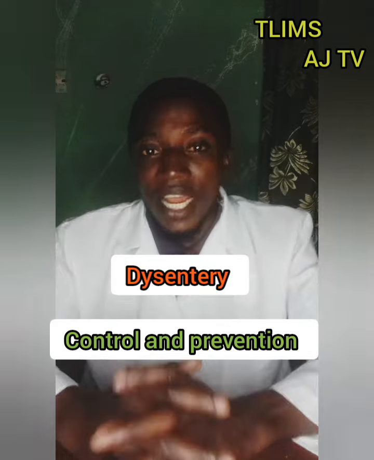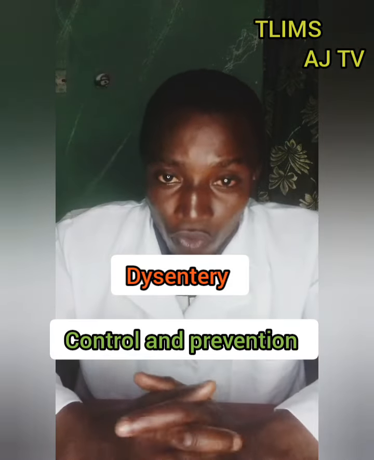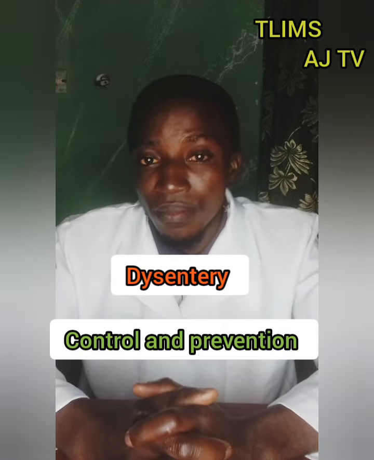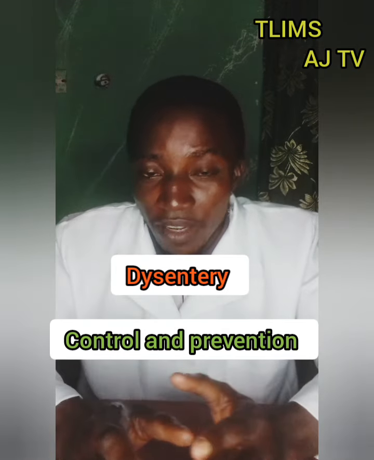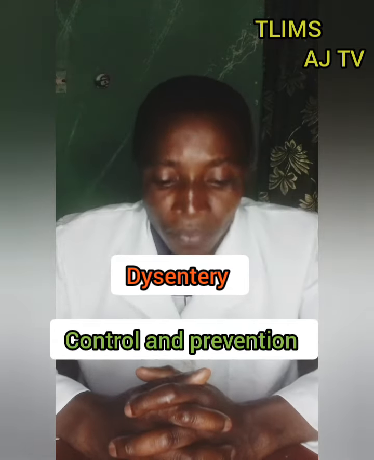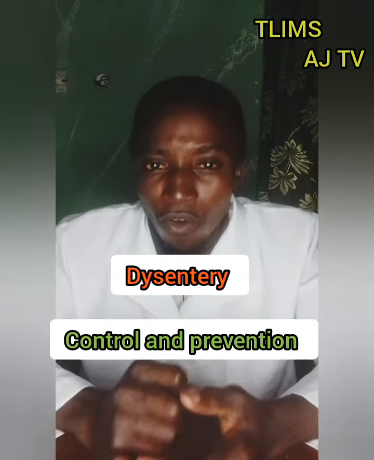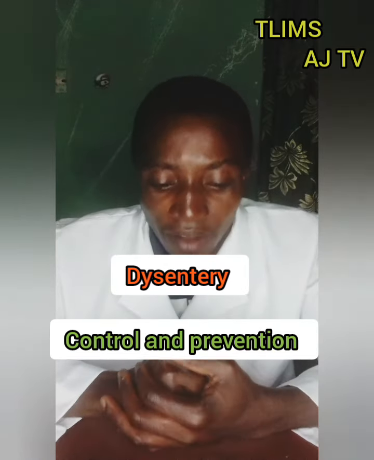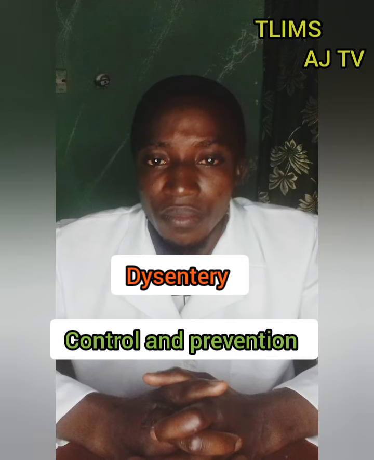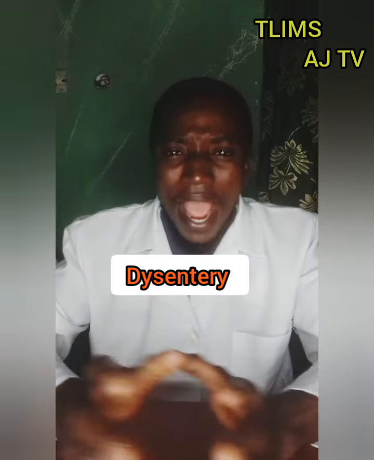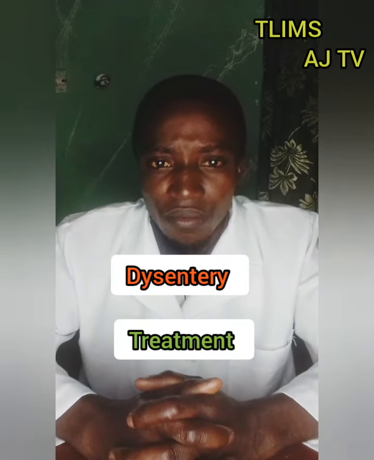Protection of food: you don't leave your food open, you cook your food very well before you eat, and you cover the food. Protection of food can also help. Then washing of fruits and vegetables very well, very thoroughly. These are the control and prevention measures. Now I also talk about the treatments.